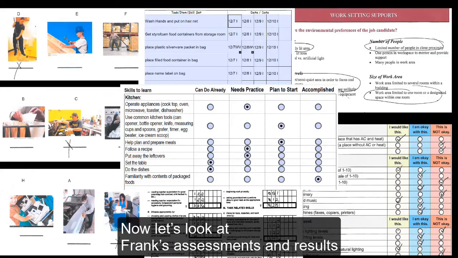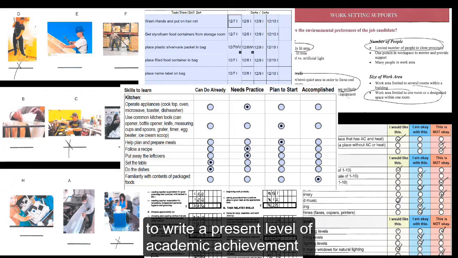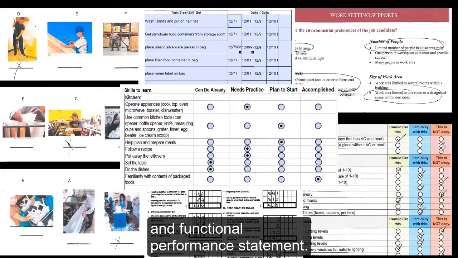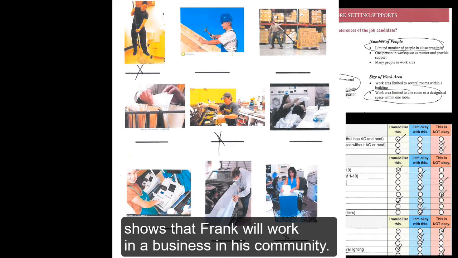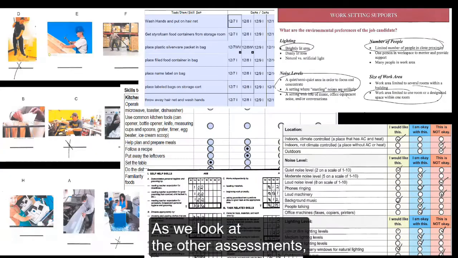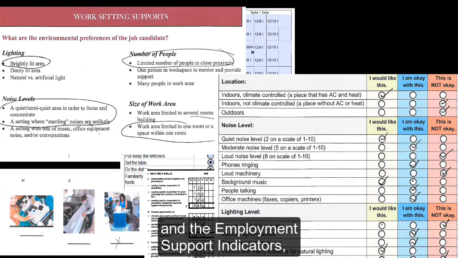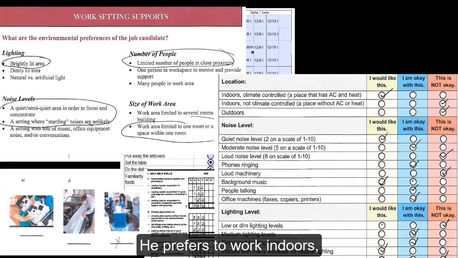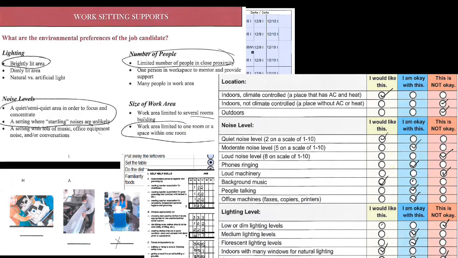Now let's look at Frank's assessments and results to see how we can use these to write a present level of academic achievement and functional performance statement. The pictorial interest assessment shows that Frank will work in a business in his community. As we look at other assessments, the environmental demands worksheet and the employment support indicators, they also support Frank's job decision. He prefers to work indoors, part-time, and with the same people.